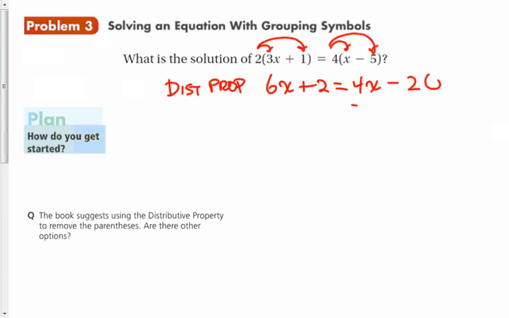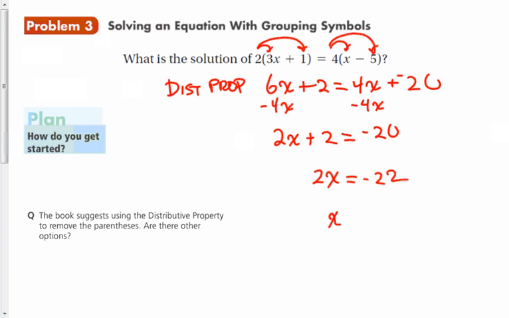Then try and get both the variables on one side. To do that, you could subtract 4x from both sides, so use the subtraction property of equality. That gives you 2x plus 2, and this is actually a negative 20. Subtract 2 from both sides, and you get 2x equals negative 22, and then you get x equals negative 11, because 2 times negative 11 is equal to negative 22.